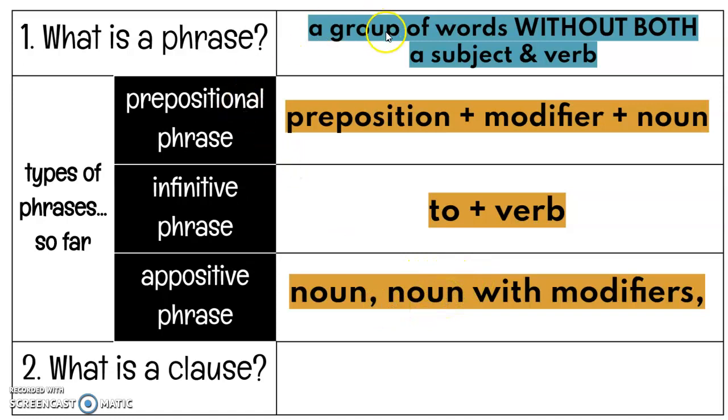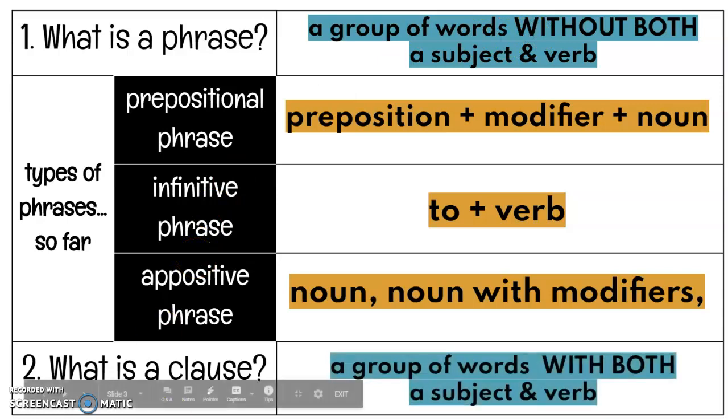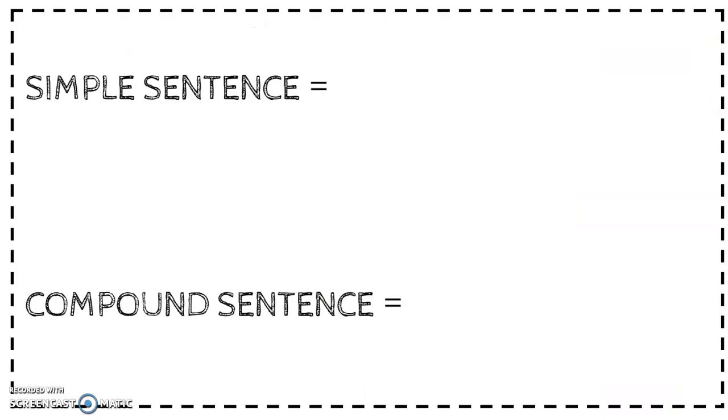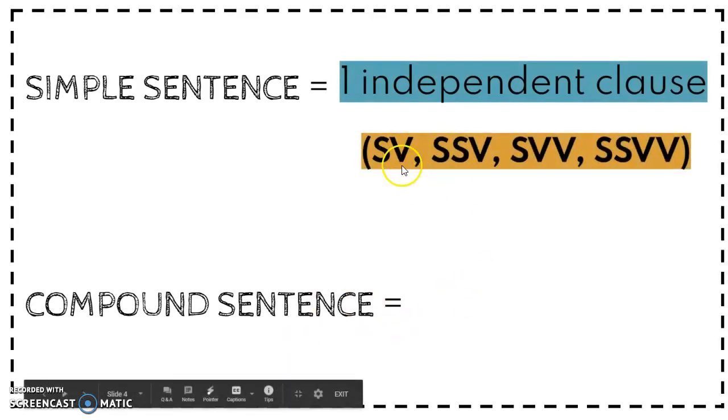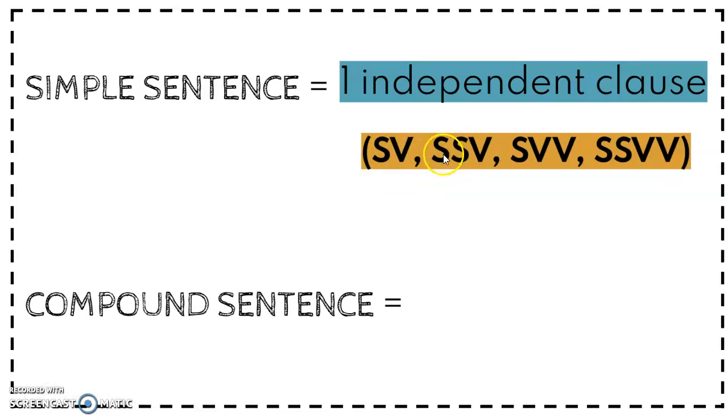So if a phrase is a group of words without both a subject and a verb, a clause is a group of words with both a subject and a verb. And the only kind of clause we've talked about so far is an independent clause. And we've talked about it in the context of building sentences. So a simple sentence is one independent clause. It could have one subject and one verb. Mrs. Culleton ran. It could have 2 subjects and one verb. Mrs. Culleton and her dog ran.